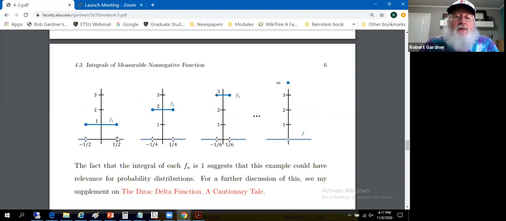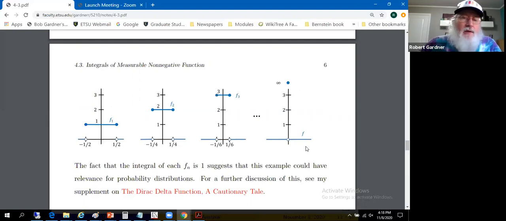At 0, the outputs are f1 of 0 is 1, f2 of 0 is 2, f3 of 0 is 3, f sub k of 0 is k. So the limit, as we approach infinity in the sequence of f of 0, is infinity. So we draw something akin to this, trying to suggest that it took off to infinity. But you've got yourself here a function that's 0 almost everywhere. It's 0 except at this point.